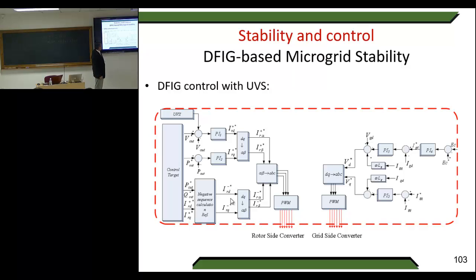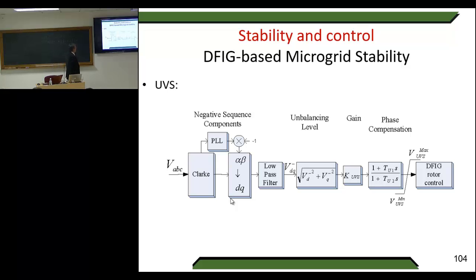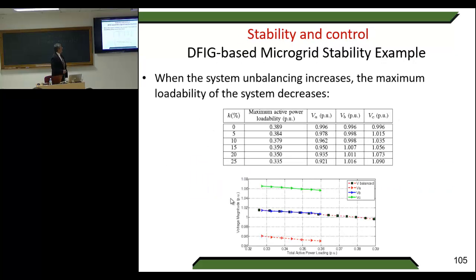So they study this type of effect with the rotor side converter and the grid side converter, and with the same strategy for voltage stabilizing. In this case, you have this PLL strategy involved in the new control scheme with this wind turbine, this DFIG. And when the system unbalancing increased, the maximum loadability of the system again decreased. So the results, without going into the details now, remain in the same tendency, and you can improve that with the stabilizing of the system.